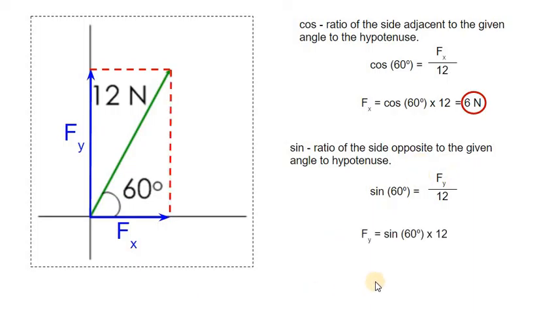Now, I can calculate the length of my y component by finding the product between the sine of 60 degrees times 12, which equals 10.4 newtons. Now, we have found x and y components of the vector.